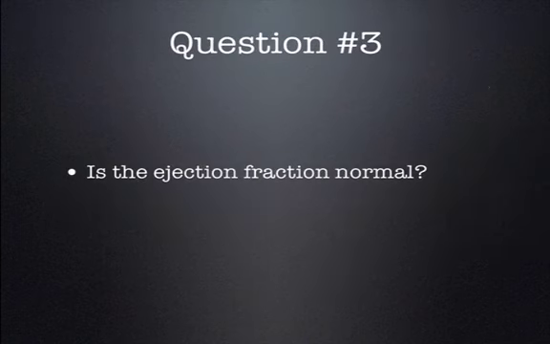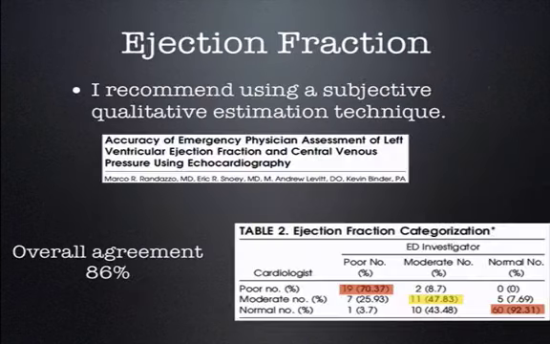Now, the third question we ask, is the ejection fraction normal? Well, I recommend using a subjective qualitative estimation technique. We don't need to know the exact percentage of the ejection fraction. We're not doing a comprehensive echocardiographic exam. We're not managing chronic stable heart failure. I would challenge that an ejection fraction of 50% versus 60% is going to have very little clinical relevance to you at the bedside. However, an ejection fraction of 25% versus an ejection fraction of 85% will have clinical relevance to you. So it's the extremes of values that we really care about.